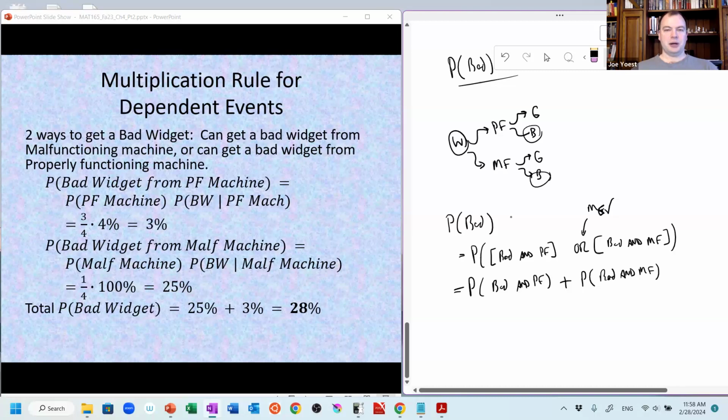And now I have 2 probability calculations I need to do. The probability the widget is bad and came from a properly functioning machine, and the probability the widget is bad and came from a malfunctioning machine. Pretty clearly, the likelihood of the widget being bad is dependent on whether it came from a properly functioning machine or a malfunctioning machine. It's much more likely for a widget to be bad if it came from a malfunctioning machine than from a properly functioning one.